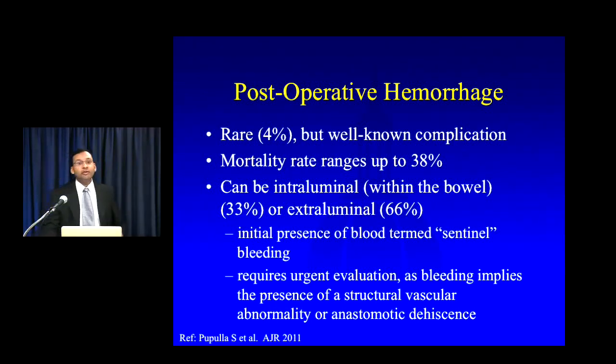Now, postoperative hemorrhage after the Whipple procedure typically is extraluminal, so outside of the bowel, in two-thirds of cases, but can be intraluminal as well, so it can occur within the gastric remnant or the right upper quadrant small bowel. Now, the initial presence of blood clinically or on a CT scan is termed a sentinel bleed. So the first time you bleed, you have to be urgently worked up, as that bleeding implies that you either have A, a structural vascular abnormality, or B, an anastomotic dehiscence.